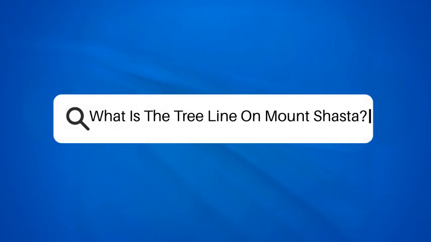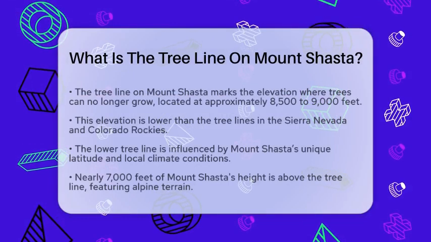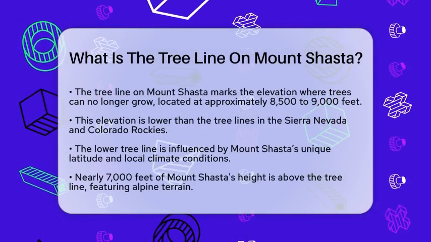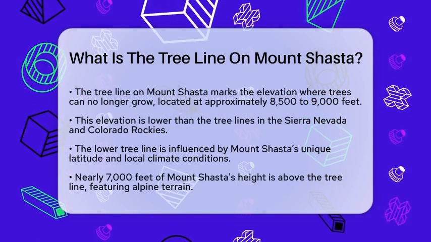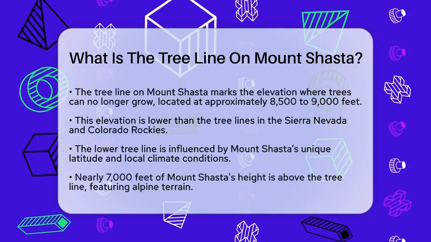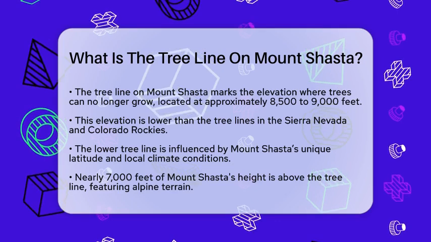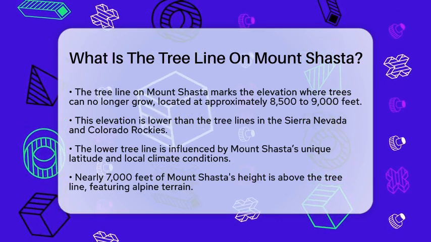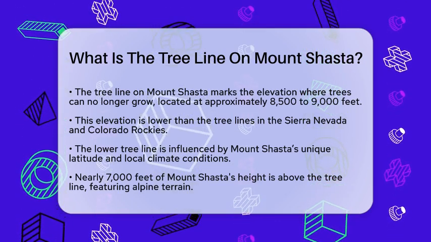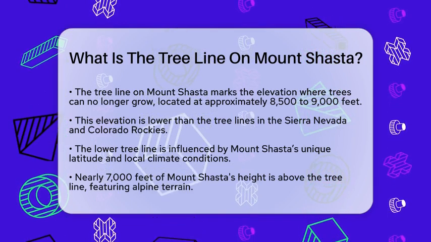What is the tree line on Mount Shasta? Have you ever wondered what the tree line on Mount Shasta signifies? This fascinating natural boundary marks the elevation where trees can no longer thrive due to environmental factors. On Mount Shasta, this tree line sits at approximately 1,500 to 9,000 feet.